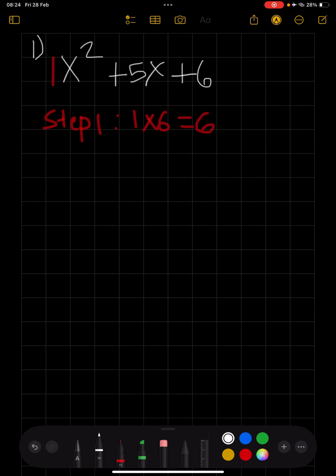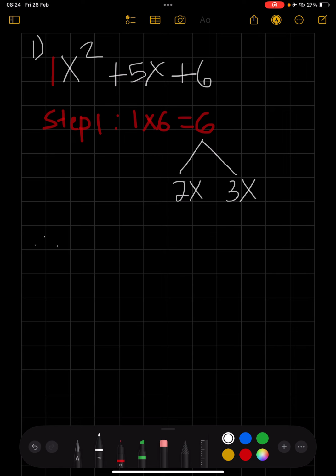And then from there you are going to look for two numbers that multiply to 6 but add to positive 5. Those two numbers we can clearly see are going to be 2 and 3. 2 times 3 is 6. 2 plus 3 is 5. Right? So now we can replace the middle term by 2x and 3x.